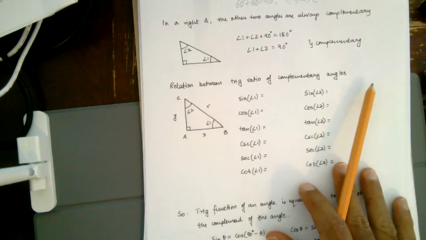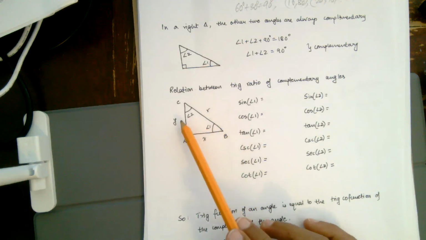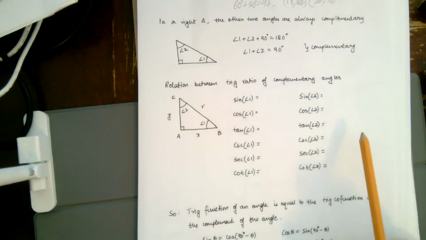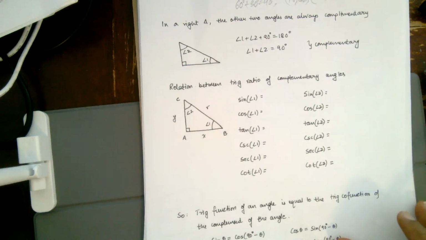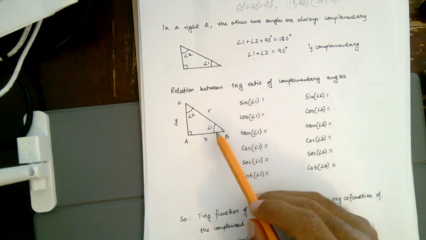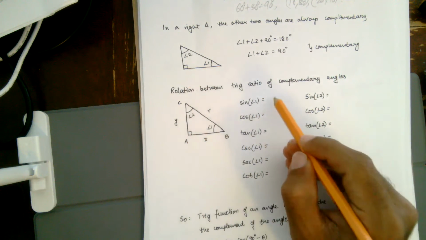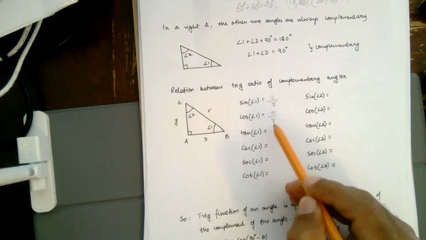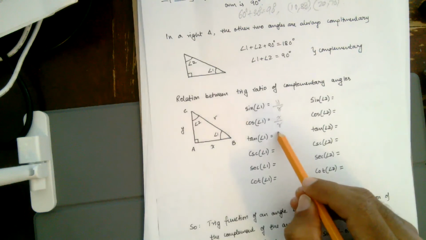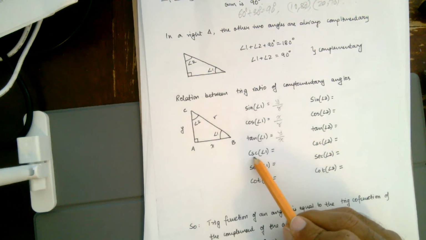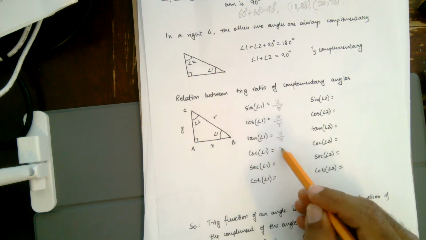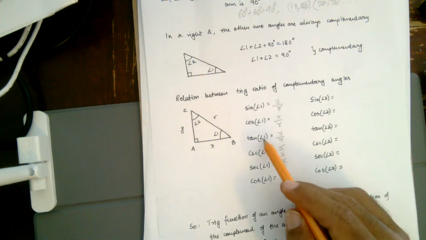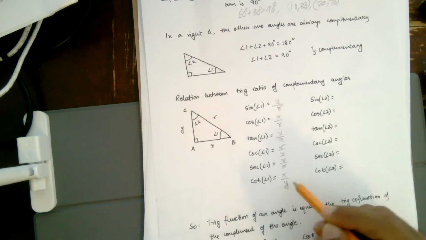Okay, so to do that, I have this triangle here with two reference angles, 1 and 2, and all 6 ratios. So I would encourage you to fill this out before you watch the video and see if you can find a pattern. Okay, let's start with sine of angle 1. For 1, the opposite is y, so this is y over r. Cosine of 1, adjacent is x, so x over r. Tangent, opposite is y over x. Now cosecant is the reciprocal of sine, so it's r over y. Secant is reciprocal of cosine, so it's r over x. Cotangent is reciprocal of tangent, so it's x over y.